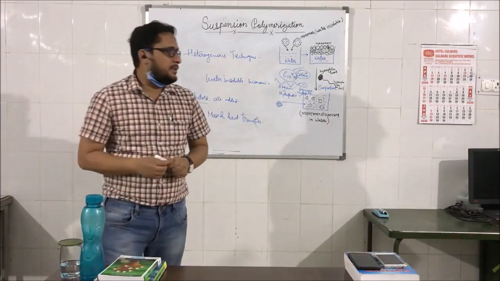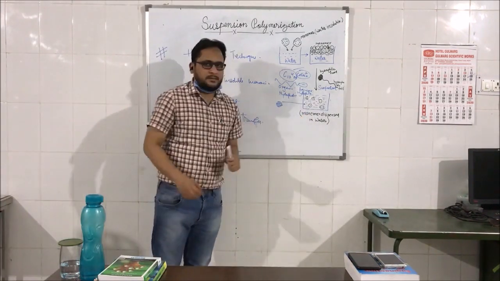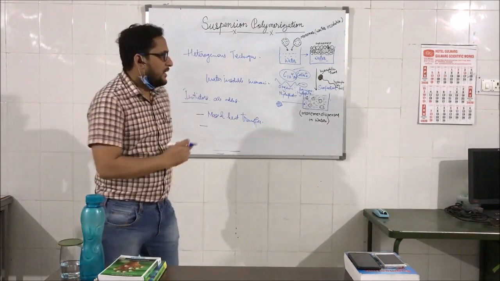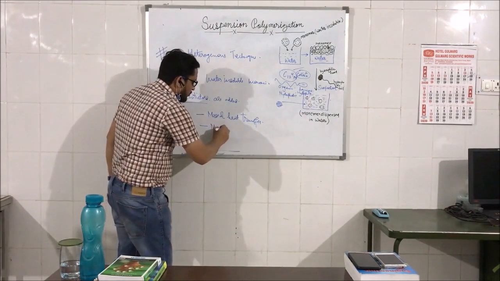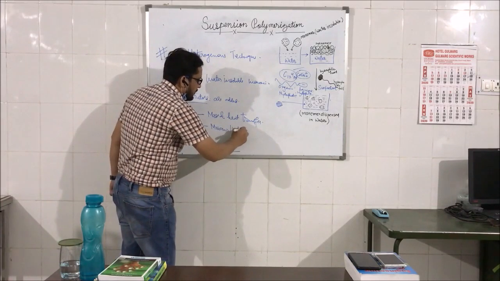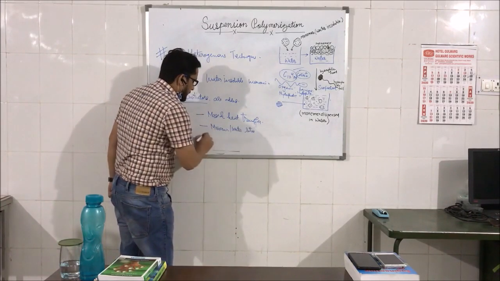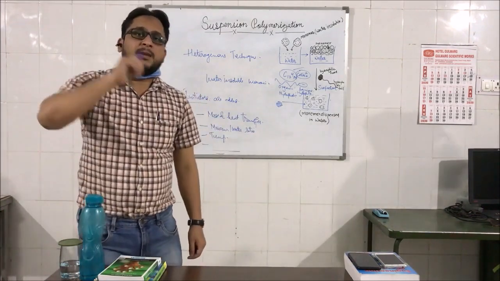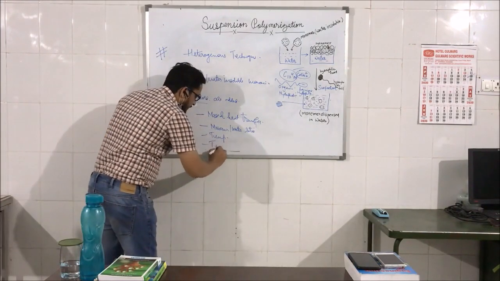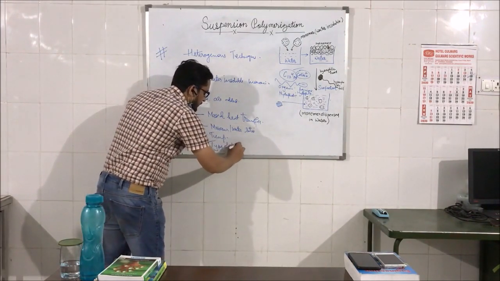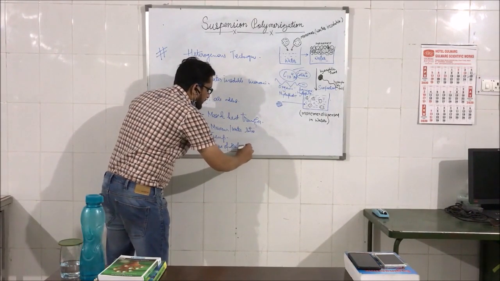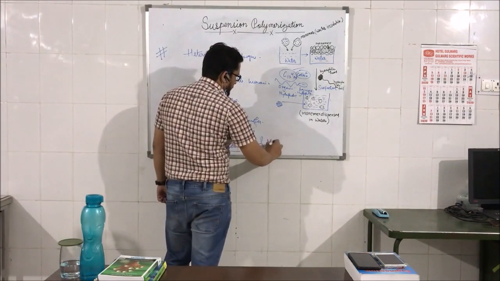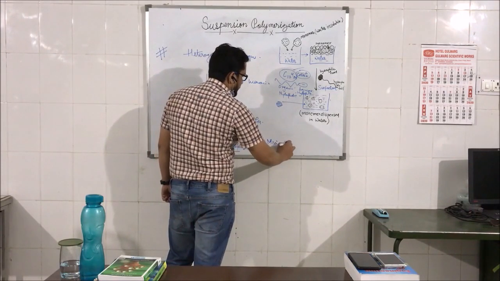The second thing is that the size of the droplets of monomers depends upon many factors. For example, it depends upon the monomer to water ratio. It also depends upon the temperature. The size also depends upon the type of surfactant, and it also depends upon the mixing speed.